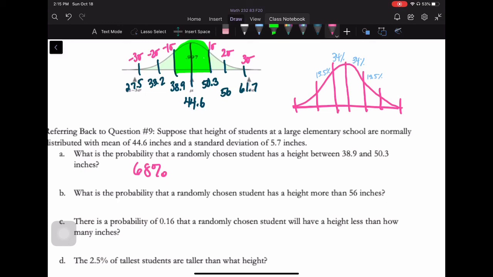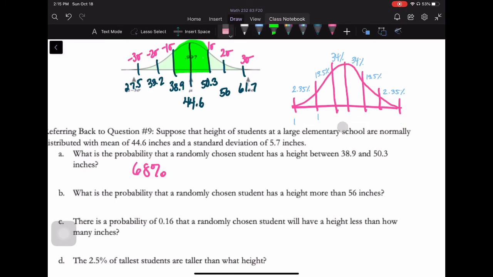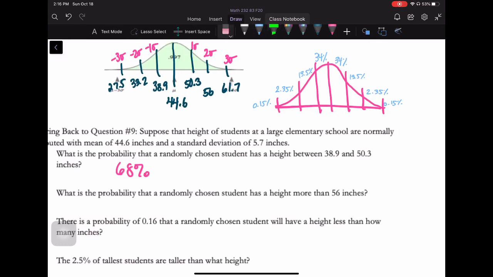The last percentage is 99.7% captured within 3 standard deviations. So 99.7%, but I've already accounted for 95% with my 34, 34, 13.5, 13.5. That leaves me with 4.7%. Split in half is 2.35%. Now, if I've accounted for 99.7%, that leaves me with 0.3% that I haven't accounted for. Split in half is 0.15 on either side. If you add all of those up, you're going to get 100% area under the curve. But that helps us when we're trying to determine what the values are.